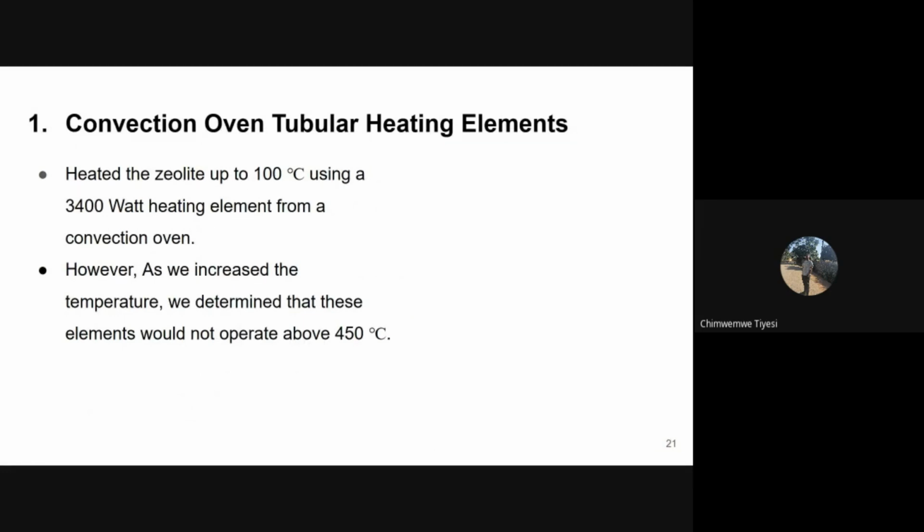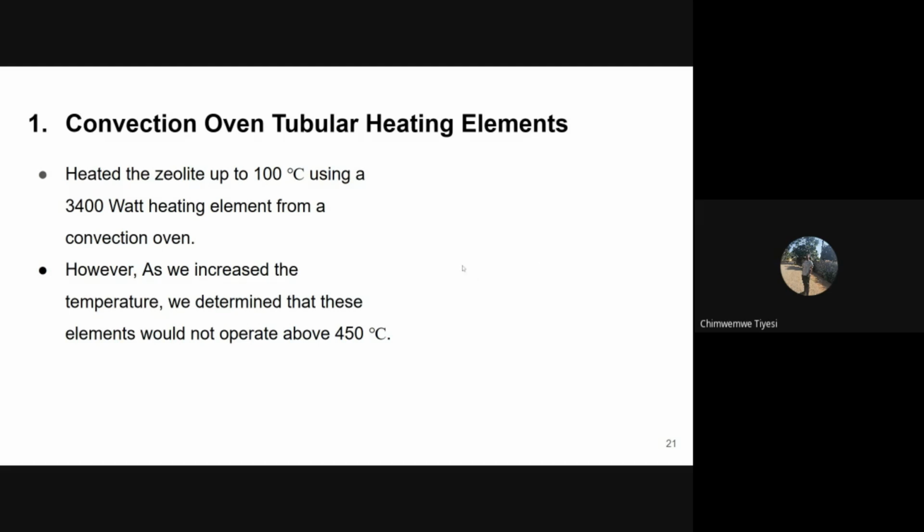To begin with, we used convection heating elements that are commonly used in ovens. They are fast, efficient, and allow even heat distribution. In our early experiments, we heated zeolite up to 100 degrees Celsius using a 3,400 watt heating element from a convection oven. However, as we increased the temperature, we determined that these elements will not operate above 450. So this led us to investigate a different type of heating element, kanthal wires and also a heater from a clothes dryer.